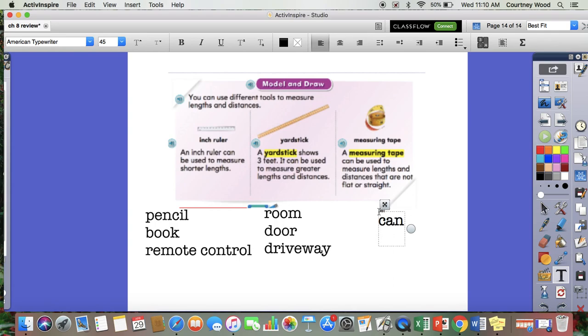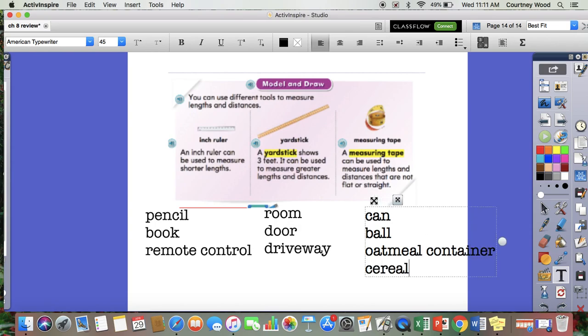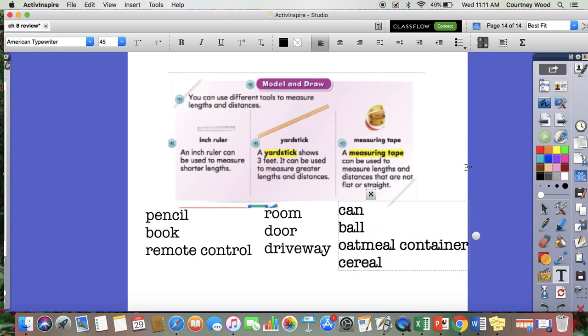What else? Something else that's not flat or straight. Think of something else. Oh, a ball. Something else that's not flat and straight. Maybe like an oatmeal container. Or the cereal we used to eat at school. Those are things that are all around.